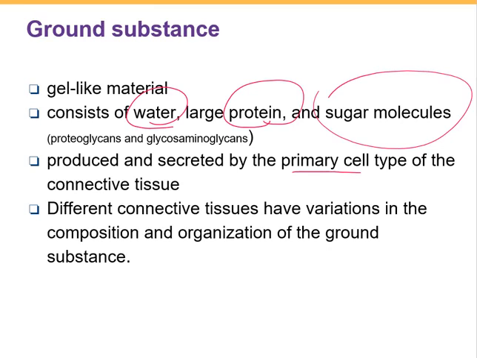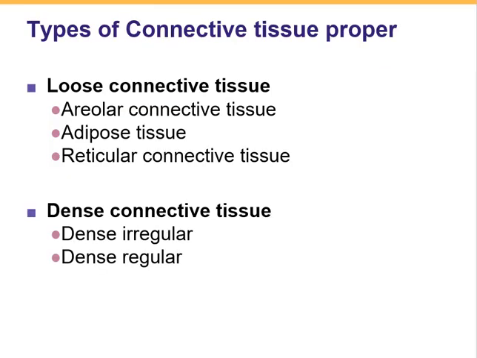So please make sure you understood that different connective tissues have variations in the composition and organization of their ground substance, the amount of water they have, and also the amount of fibers they have in their extracellular matrix. Okay, now it's time to look at the different types of connective tissue proper.